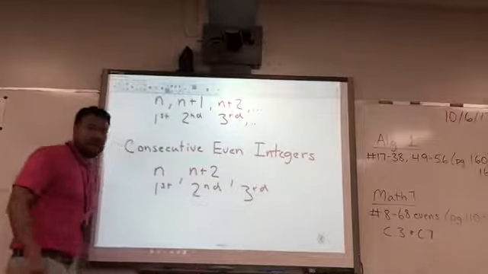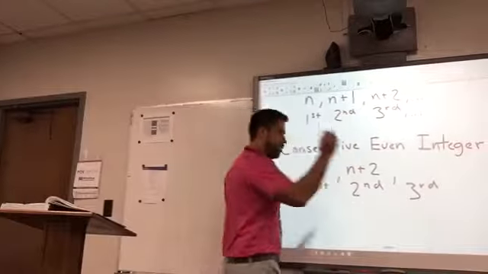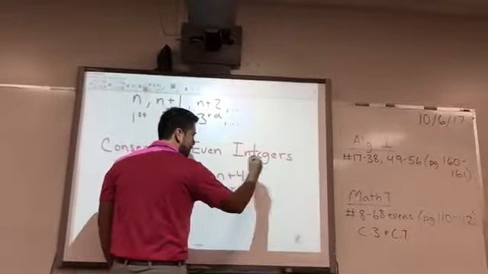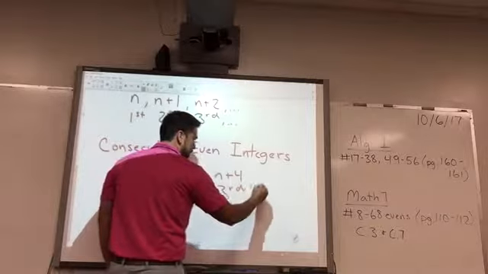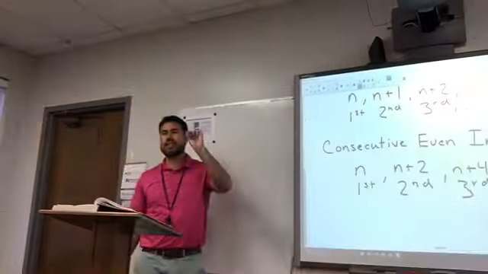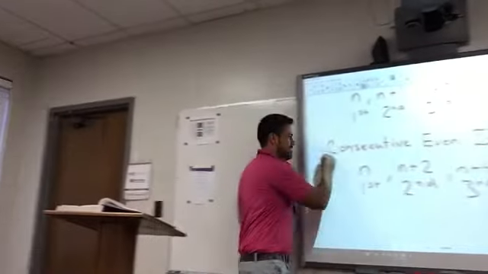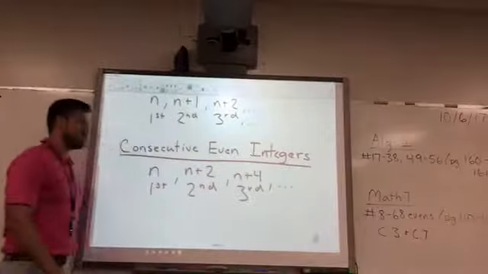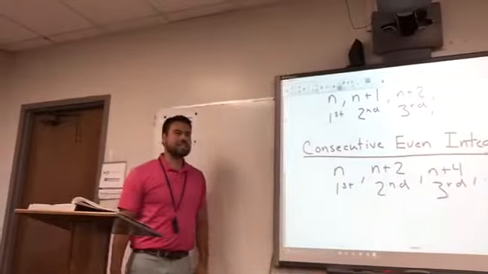The third one's going to be n plus 4. Nice job. N plus 4, n plus 6, n plus 8, and dot, dot, dot. Keeps going in that pattern. You guys okay with those? This was the second most difficult one. You just got consecutive even integers. What do you think the last one is?